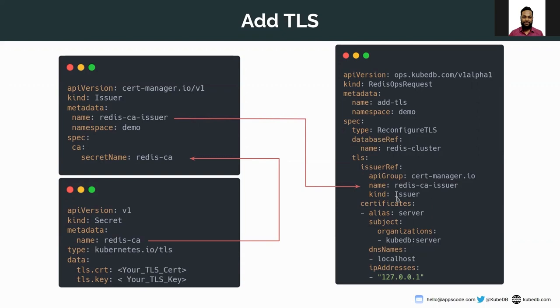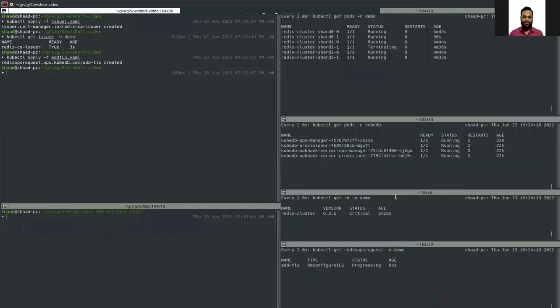And in the certificates field, we are providing different TLS configurations. Here the alias is server, the subject organization is KubeDB, the DNS name is localhost, and the IP address is 127.0.0.1. And let's look at the OpsRequest.